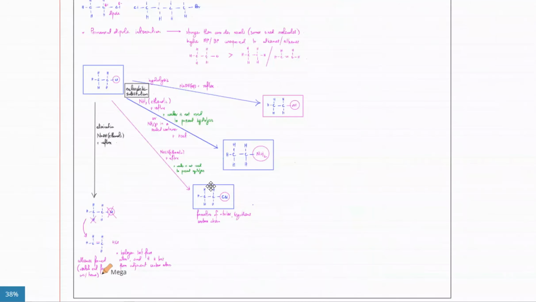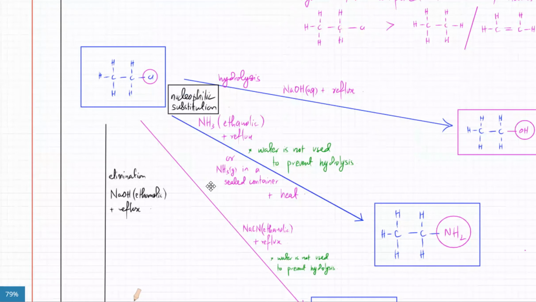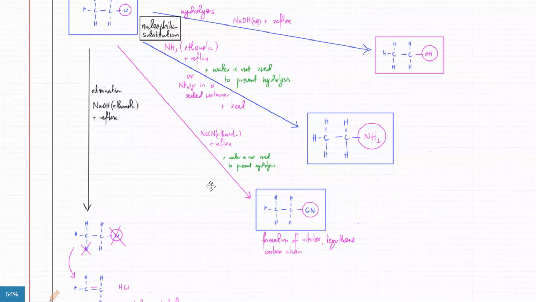So anyway, coming back to this. Is this all clear? This is halogenoalkanes: three substitution reactions, and you've got one elimination reaction. Is this clear? Yes, sir.